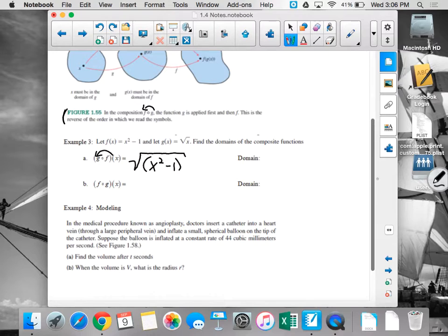The domain? Well, here's the thing. We know that we can't have a negative under the radical, so x squared minus 1 has to be greater than or equal to 0. Because of that, you can actually solve this inequality out if it helps you. Let's just do that for fun.